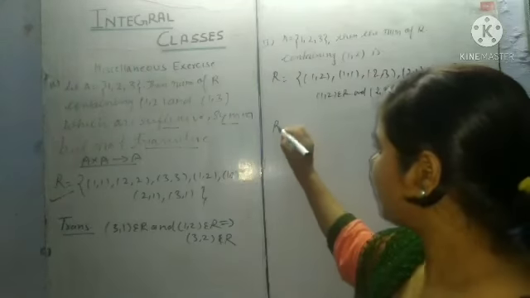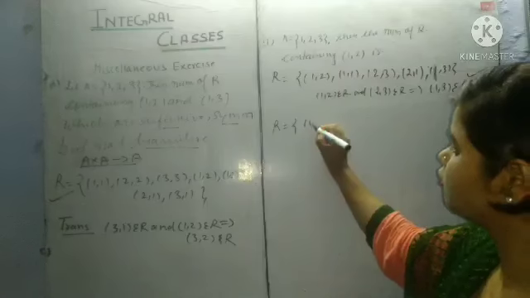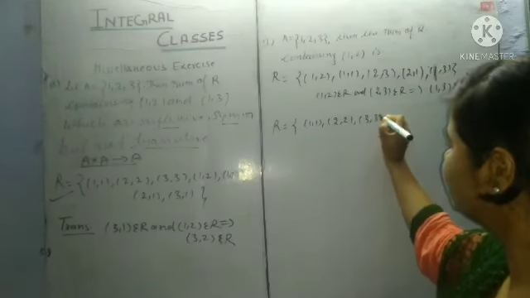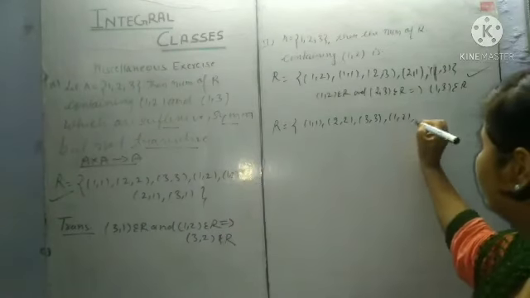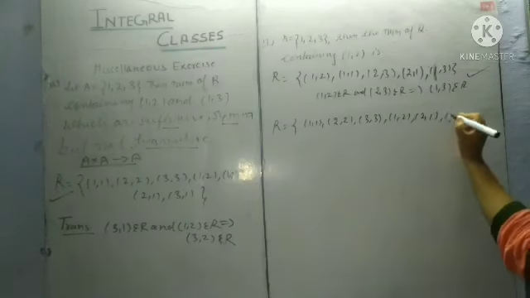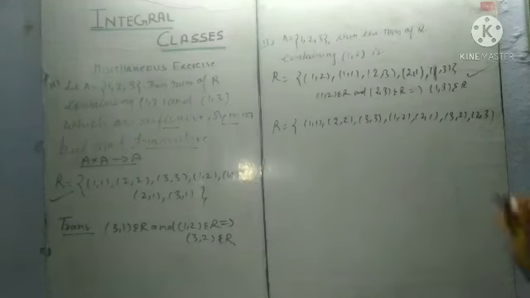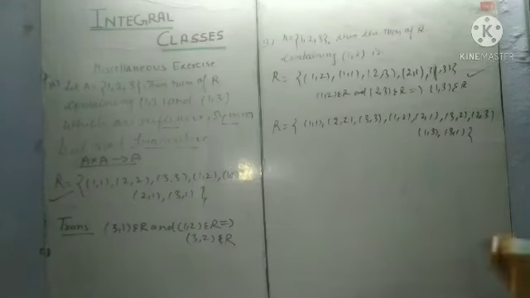Now the other relation is, if we write here (1, 1), (2, 2), (3, 3), and (1, 2), (2, 1), next (3, 2), (2, 3), and (1, 3), (3, 1). Now we will check whether this relation is an equivalence relation or not.